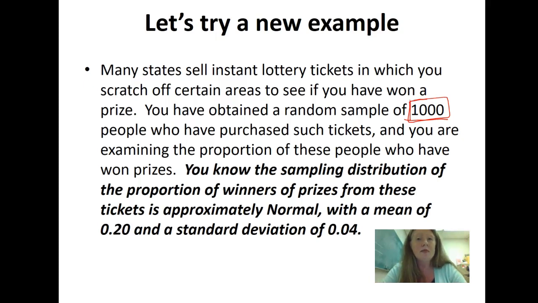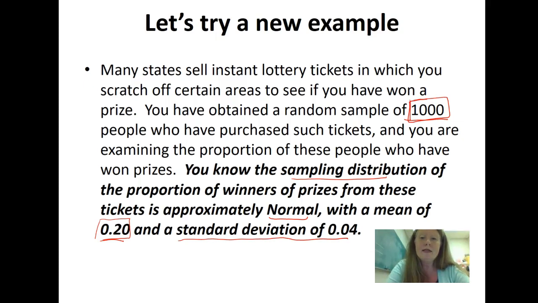So let's say that you know over time, if you could look at lots and lots of samples, that the sampling distribution of the proportion of winners would be approximately normal in shape. It's going to have a mean or a center of 0.2. So what this is essentially telling us is that in the population, 20% of people win prizes. The population proportion of winners is 0.2. So that's where our sampling distribution will be centered. It's going to have a standard deviation of 0.04.